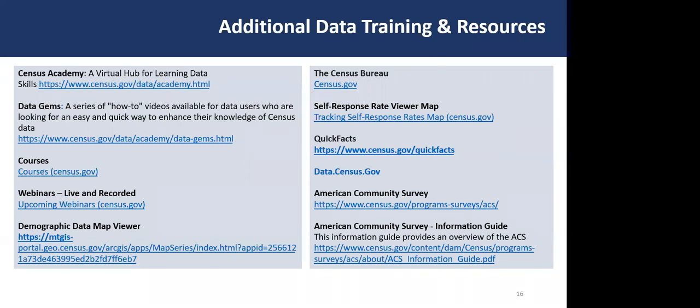Okay, great. Well, let me remind that in addition to what you've learned today about the American Community Survey, as well as the prior two webinars, we have a variety of additional data training and resources available to all of you. And again, at no cost. And the beauty is there is nothing to download, and you don't have to put an extension onto your computer, and they're accessible from pretty much any device. Whether it's our Census Academy, which is that virtual hub for learning data skills, our data gems, which are really neat. They're short how-to videos that are available for data users. And those range from the novice user through the advanced and experienced user. So it's a quick and easy way for you to enhance your knowledge of census data.